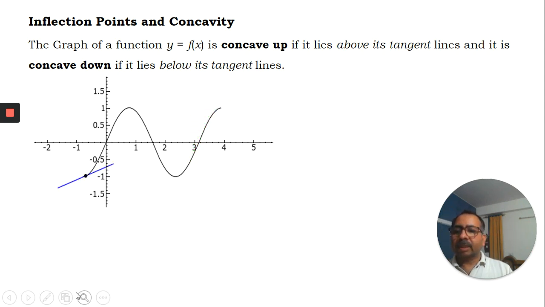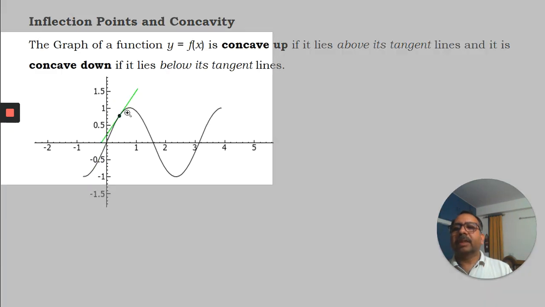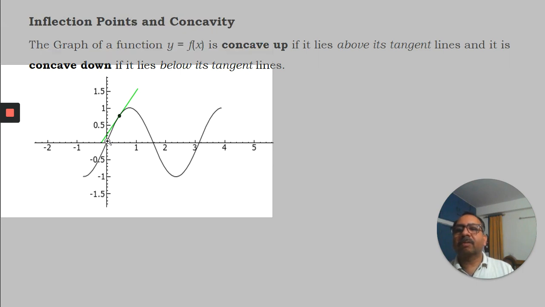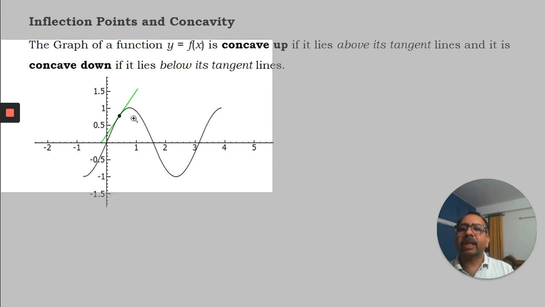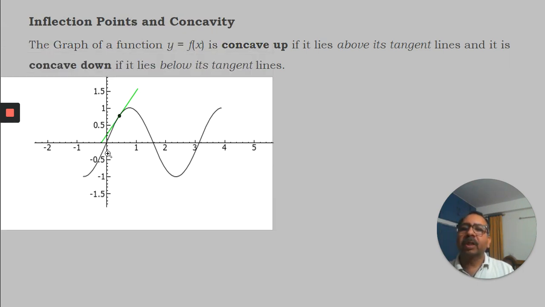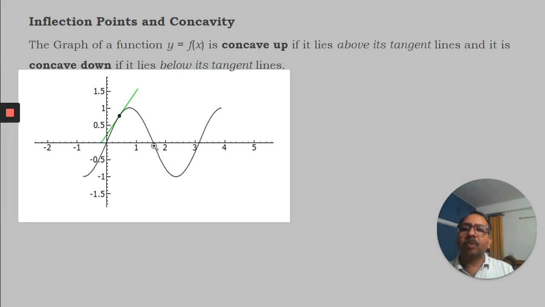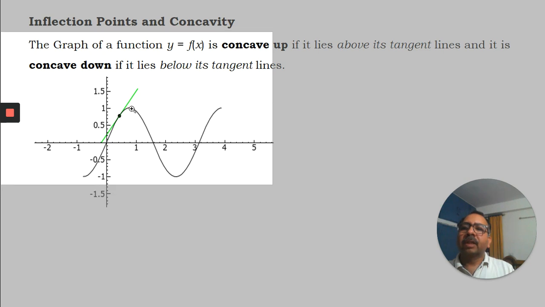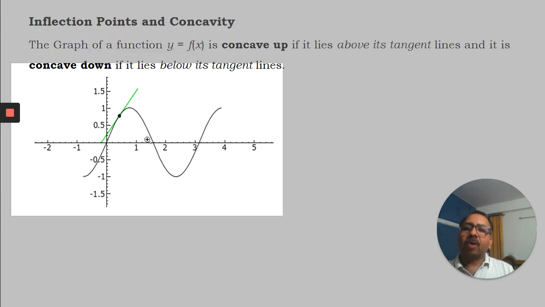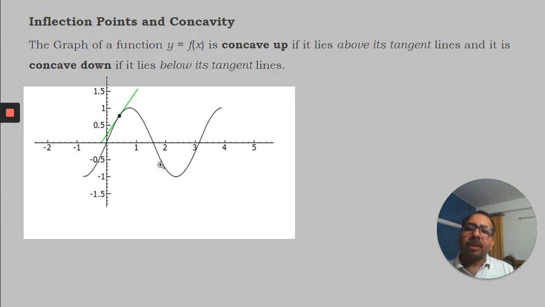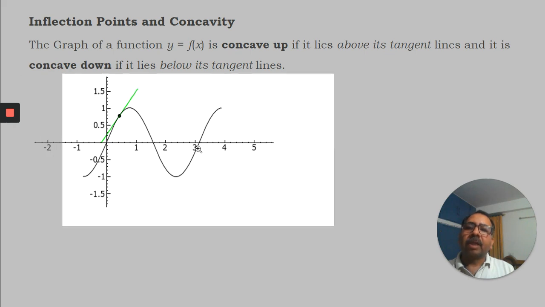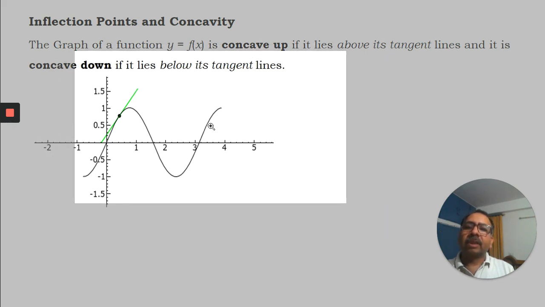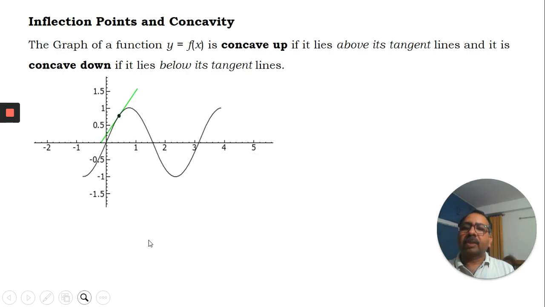So let's see this picture. So here, see this green line. This is tangent to the curve, and the curve is below this tangent line. So in this portion, from 0 up to this portion, the curve always lies below this tangent line. Therefore the curve is concave down in this portion, and you will see that the curve is concave up in this portion, and then the curve is concave down in the next portion.